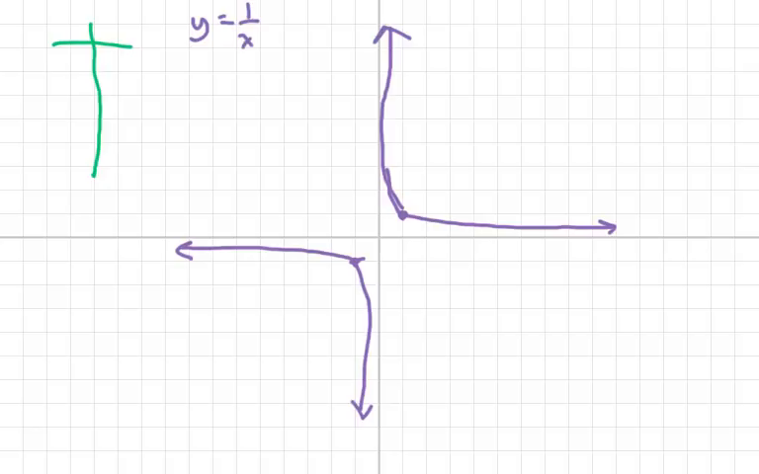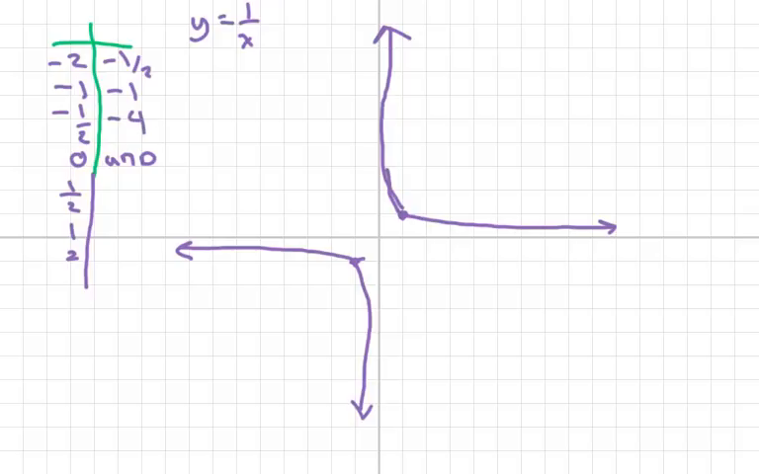So this is y equals 1 over x. And I think I'm going to use negative 2, 1, negative 1/2. 0 is undefined. Then I'm going to do 1/2, 1, and 2. So negative 2 is going to go to negative 1/2. Negative 1 is going to be negative 1. Negative 1/2 is going to go to negative 4. 1/2 is going to go to 4, 1, and 2 is going to go to 1/2.